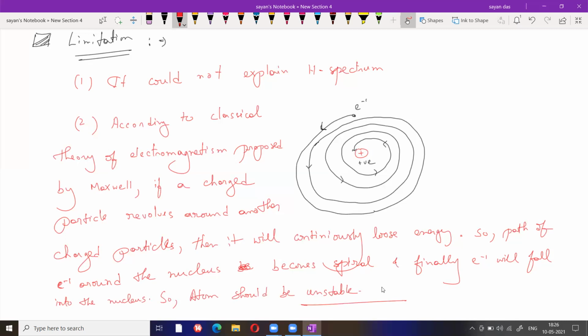Any doubt regarding the Rutherford atomic model? Rutherford atomic model completed. Avinya, any doubt? Anjali, Harshita, Tanvi, any doubt regarding this part? Rutherford atomic model part complete. Any doubt?